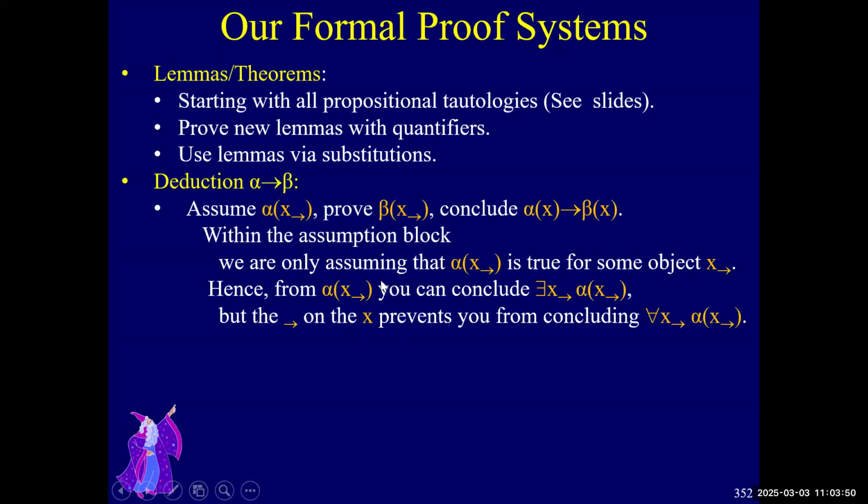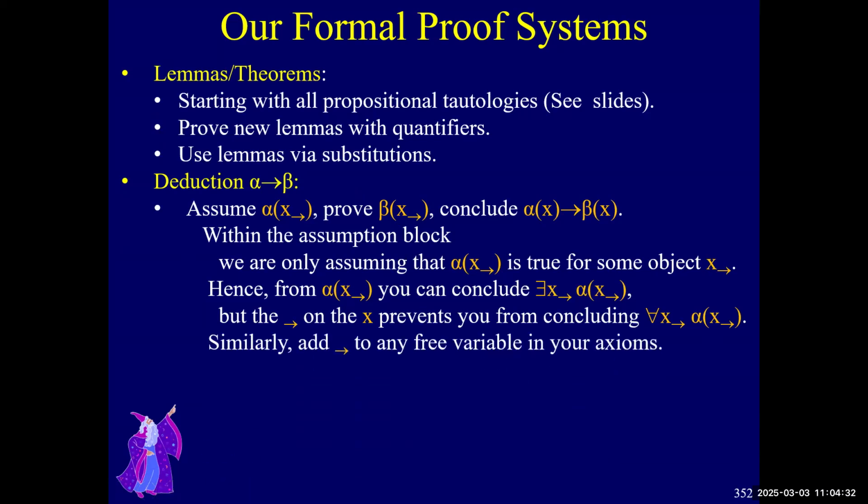What can I do from this alpha with some object? Well, it's some object, so I can get exists if I want. But this little arrow prevents you from doing Forall, right? Why? Because I haven't assumed Forall x. I've assumed this x, right? I assume this x, and then I prove beta for this x. I haven't proved all alpha are true, so I don't want to get this line. Does that make sense?